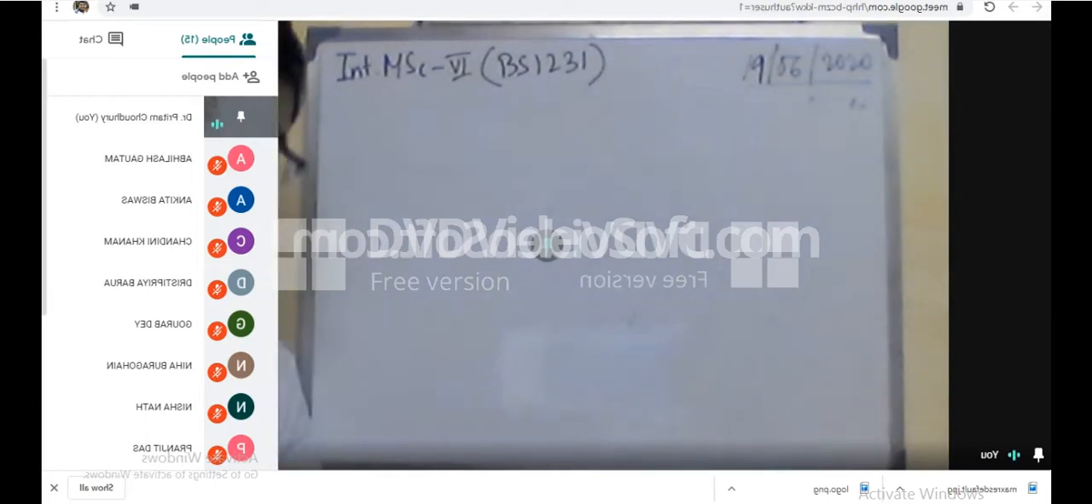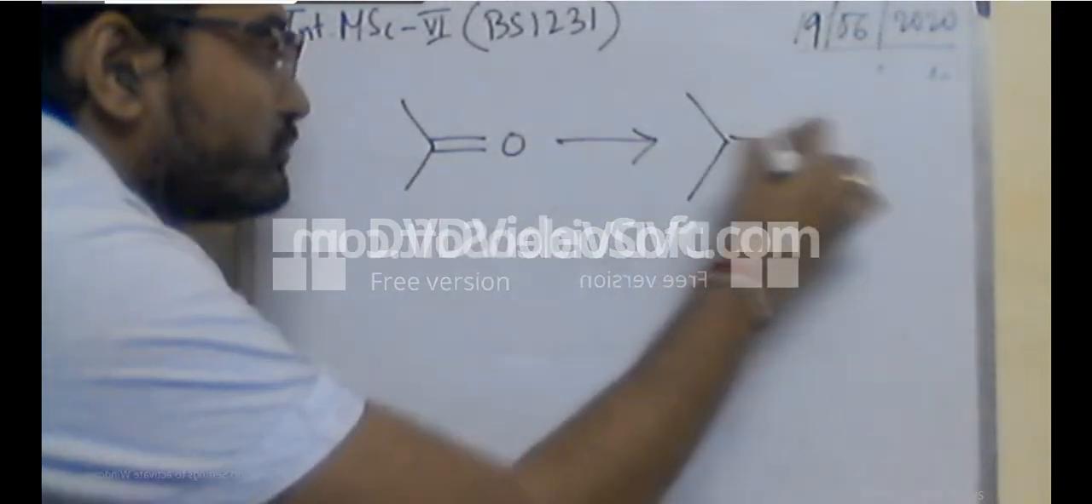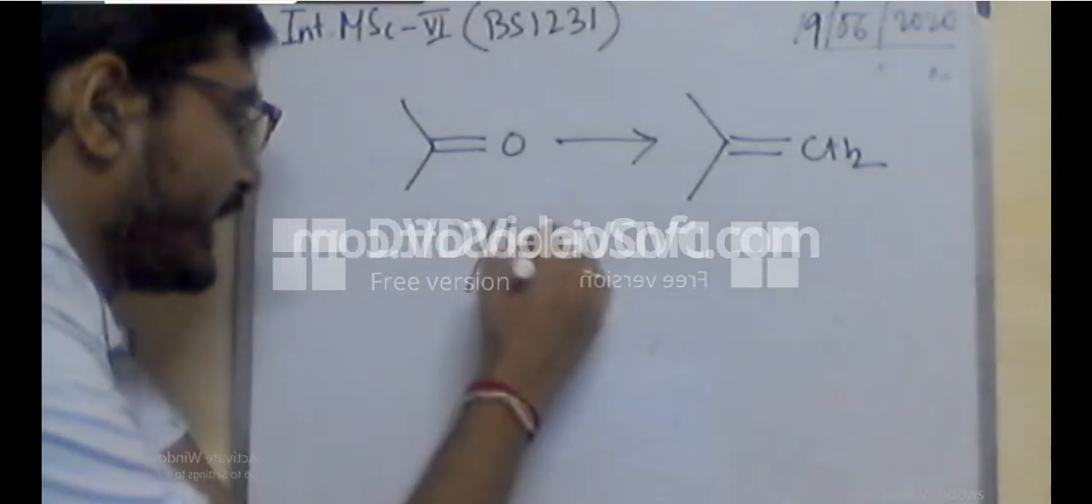Okay, so in the last class we finished the aldol condensation, and Gaurav raised the issue of discussing the Wittig reaction. In the Wittig reaction, the important parameter is the formation of the C double bond CH2. In this case, an important reagent that is used is the ylide.